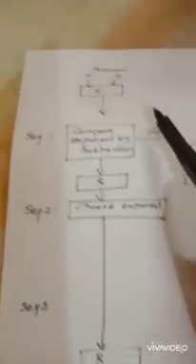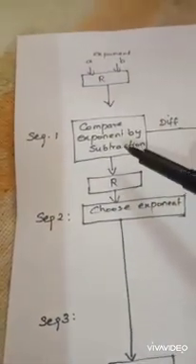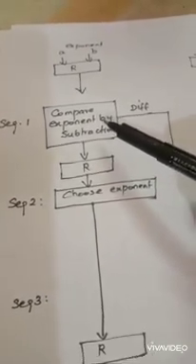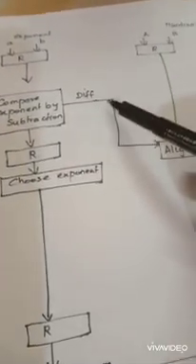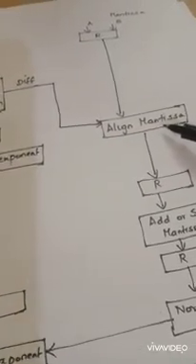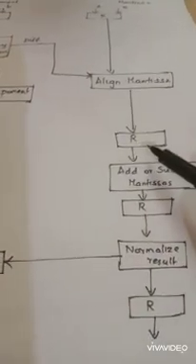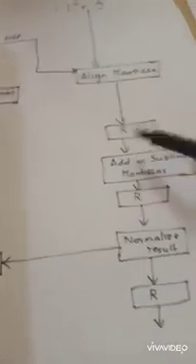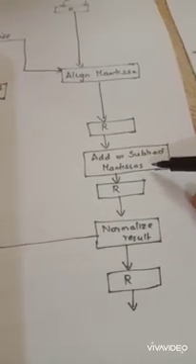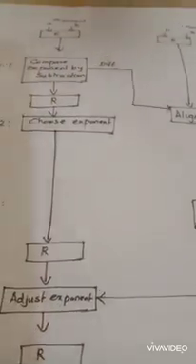Here a and b are the exponent parts. First, in segment 1, compare the exponent. We can compare the exponent by subtraction. If it has different values, then we go to align the mantissa by shifting to the right side. And then afterwards we add or subtract the mantissa. After that, we will normalize the result.